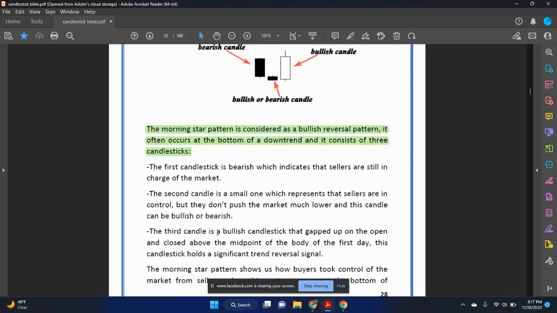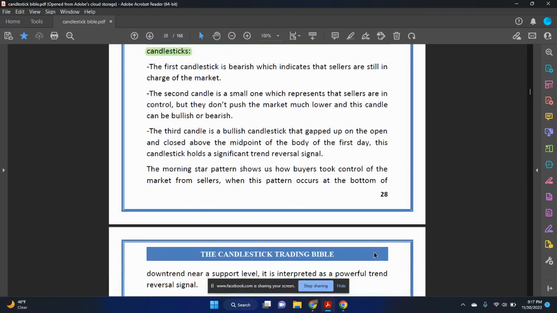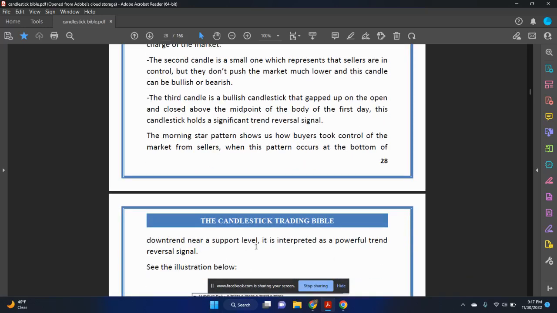And then the third candle is a bullish candle that gapped up on the open and closed above the midpoint of the body of the first day. This candlestick holds a significant trend reversal signal. The morning star pattern shows us how buyers took control of the market from sellers when this pattern occurs at the bottom of a downtrend near a support level. It is interpreted as a powerful trend reversal signal.